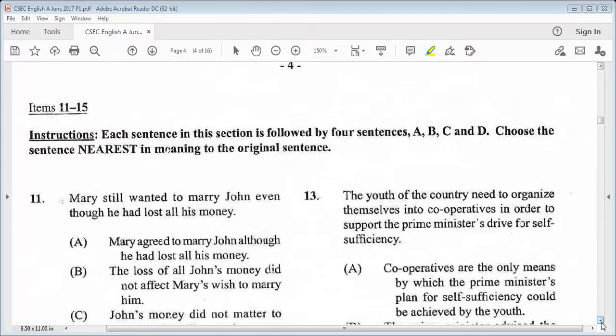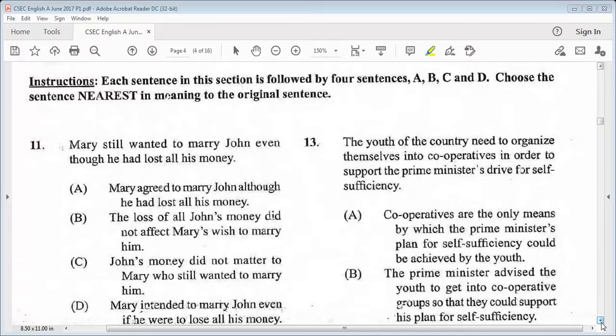So items 11 to 15, the instruction says, each sentence in this section is followed by 4 sentences, A, B, C, and D. Choose the sentence nearest in meaning to the original sentence. 11 says, quite a bit of these questions too are repeated, so we'll be just selecting the answer. Mary still wanted to marry John even though he had lost all his money.